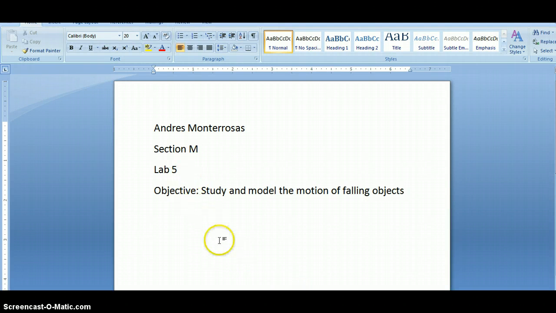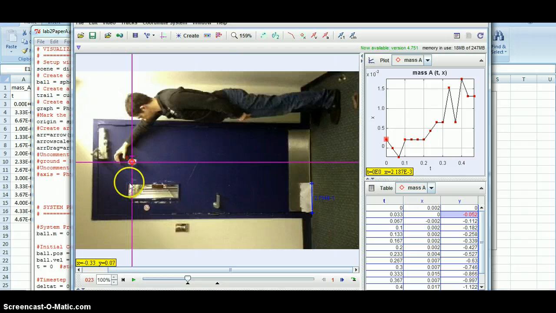I'm in section M, and the objective of this lab was to study and model the motion of falling objects. Here I am holding a paper ball. I am dropping it to the ground here.